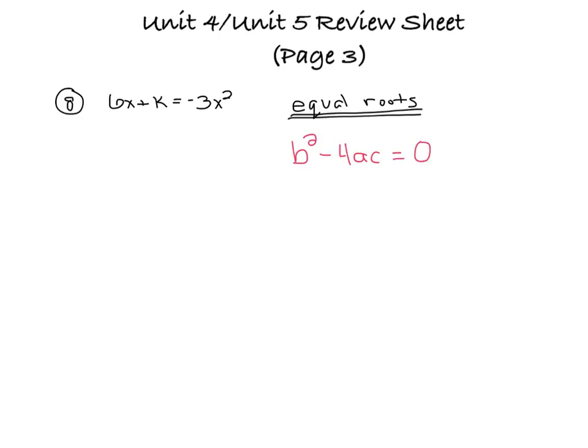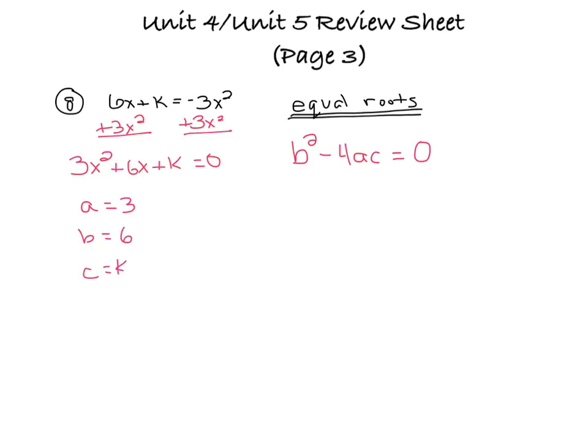So if we take a look at our equation over here, the first thing we want to do is set it equal to 0. So I'm going to just add 3x squared to both sides of the equation. I'm going to rearrange it in standard form, so it'll be 3x squared plus 6x plus k equals 0. So our a is 3, our b is 6, and our c is k when we plug it into the discriminant. All right, so let me just plug it in right underneath.